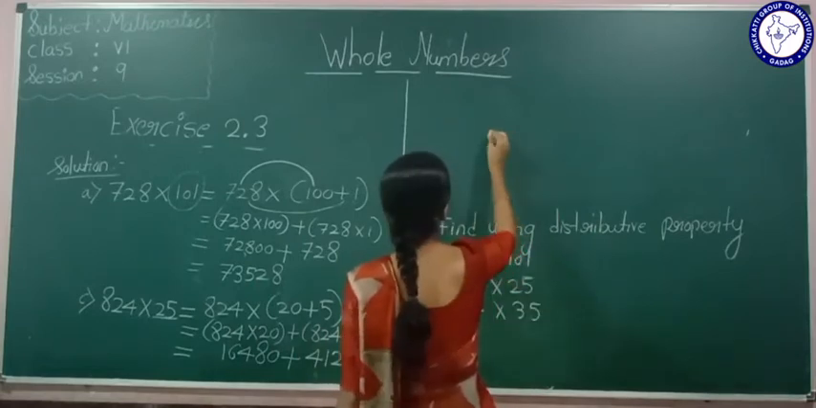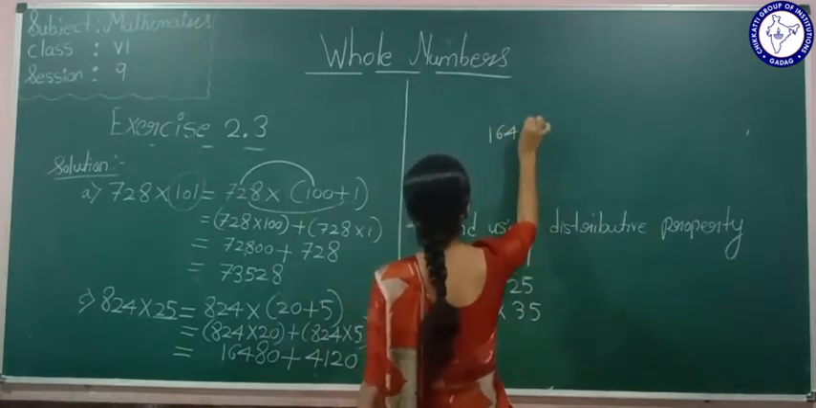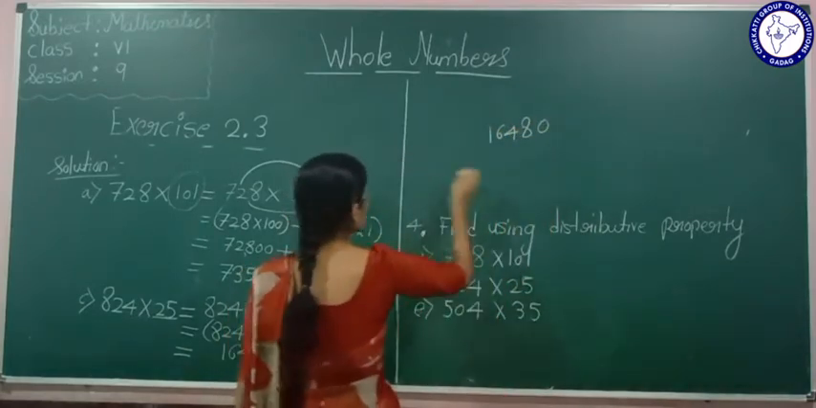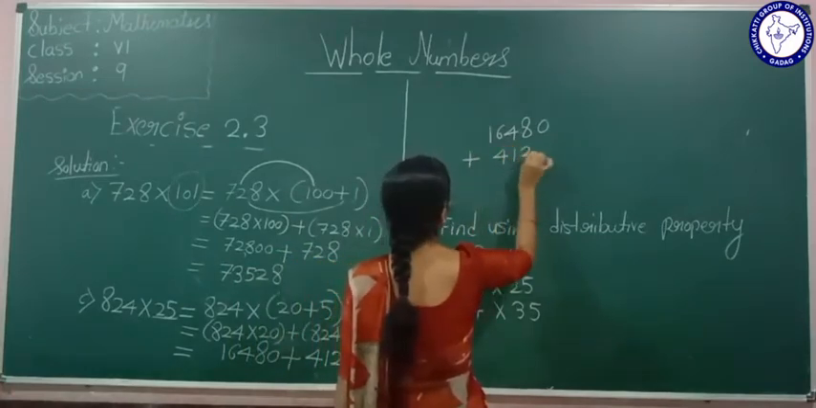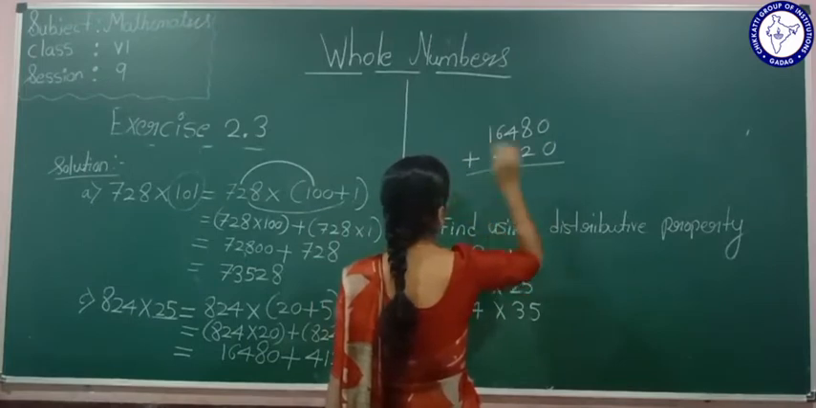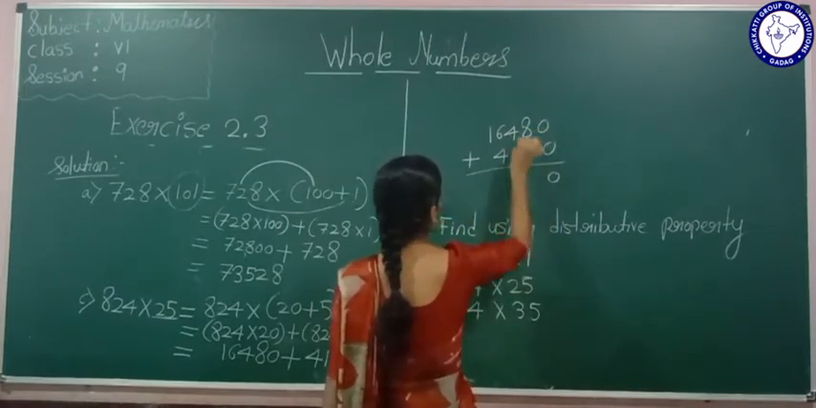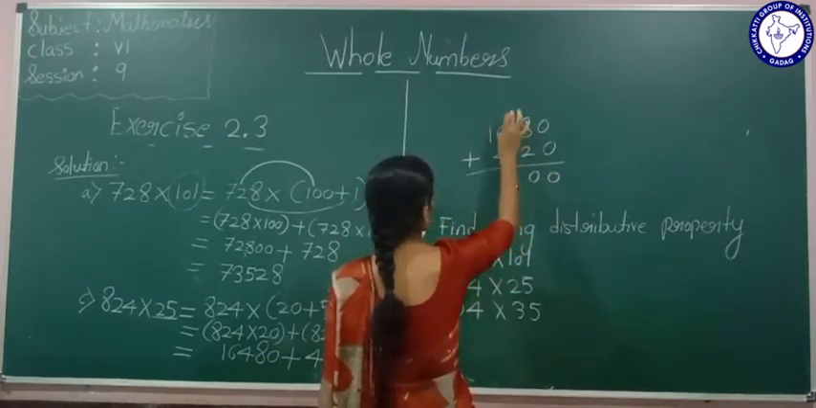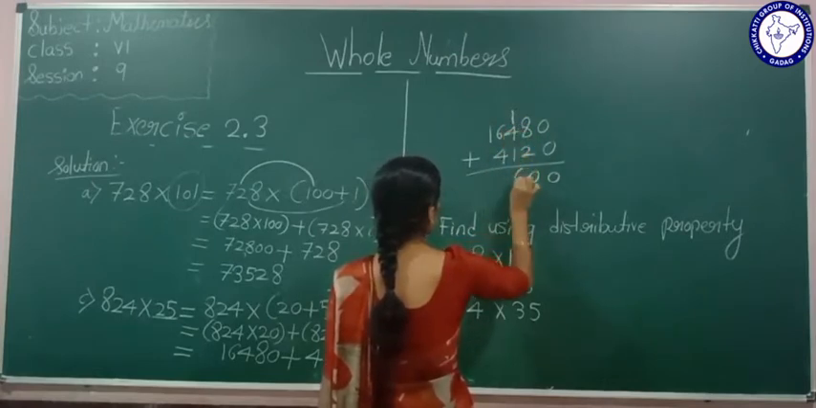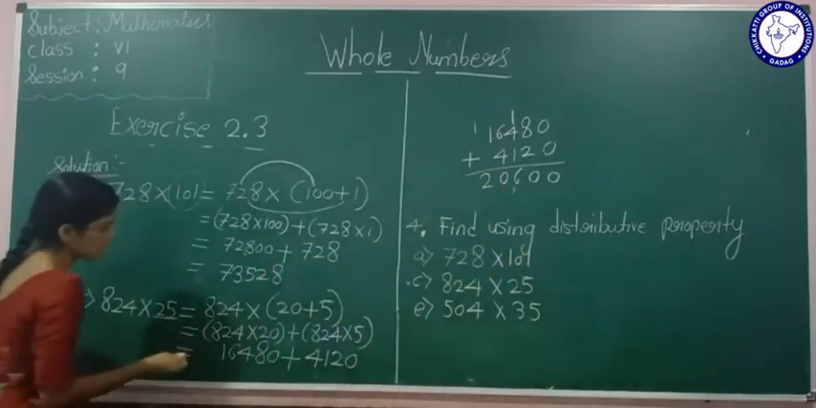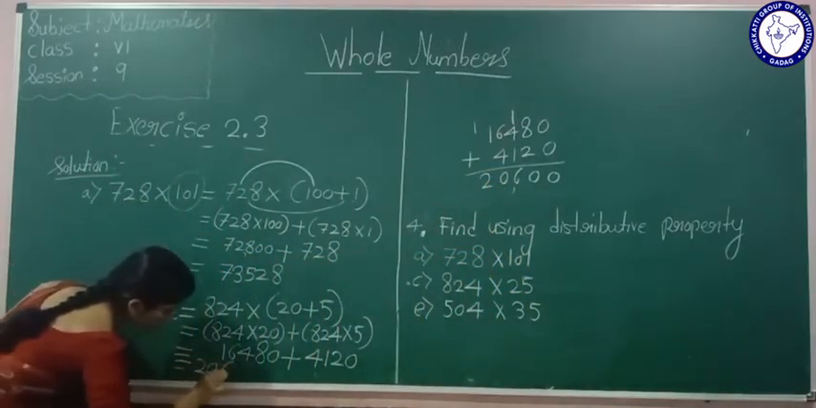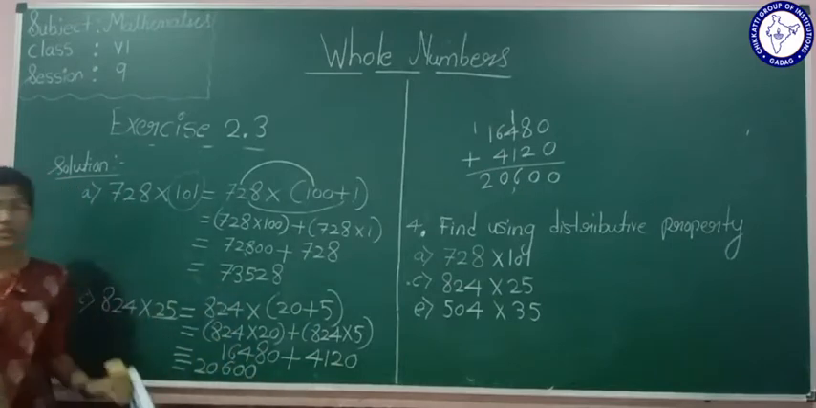Now see here. 16,480 plus 4,120. What is the answer? 0 plus 0 is 0. 8 plus 2 is 10. 1 plus 4 is 5. 5 plus 1 is 6. 6 plus 4 is 10. 1 plus 1 is 2. It is 20,600.